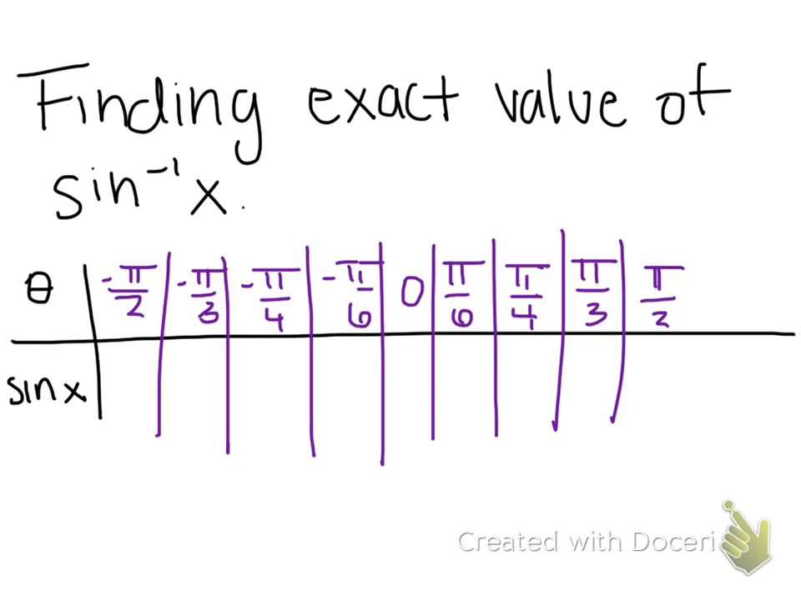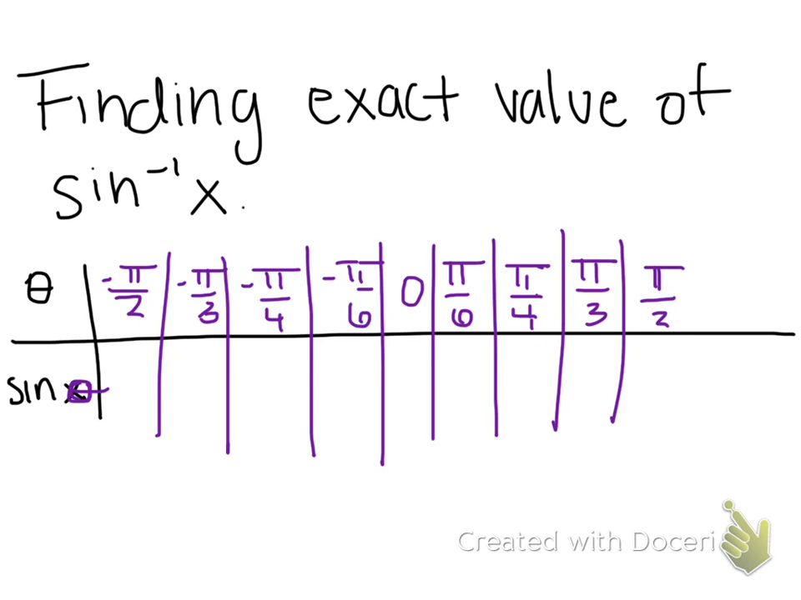Notice that the possible values for the inverse of sine go from negative pi over 2 to positive pi over 2. There are no other values that your answer could be. That should actually be a theta there. Now if you have your unit circle handy, it makes this pretty easy. We're just going to be taking all the y values.